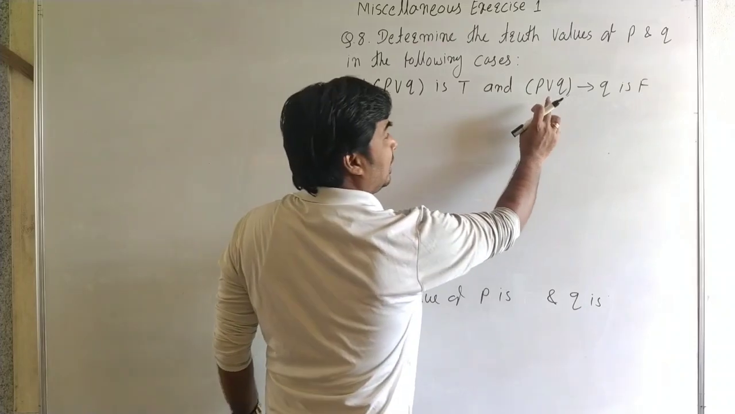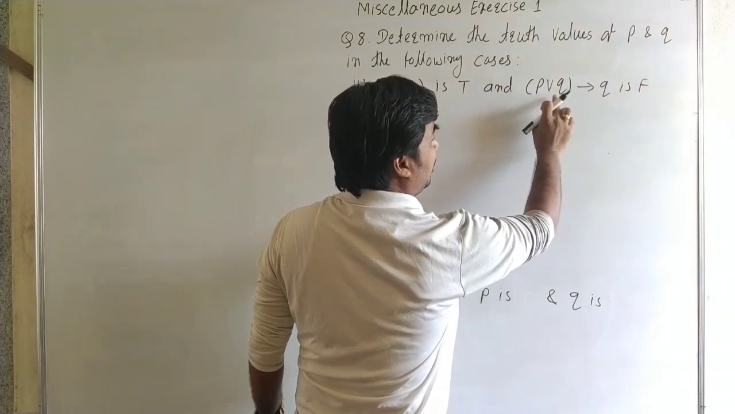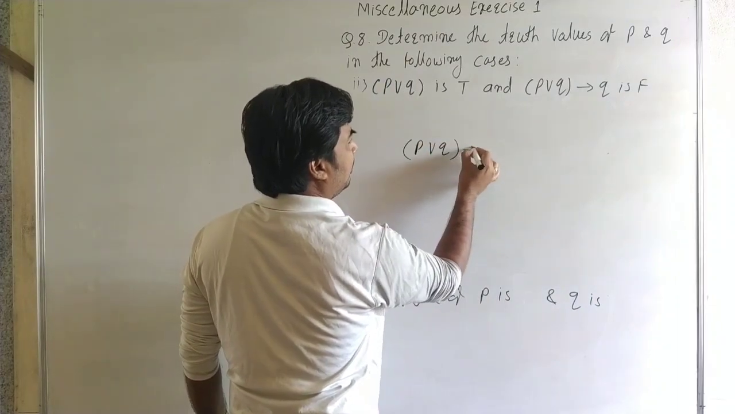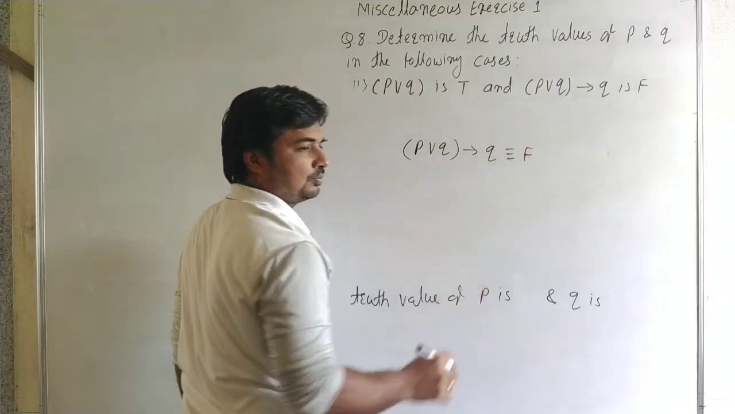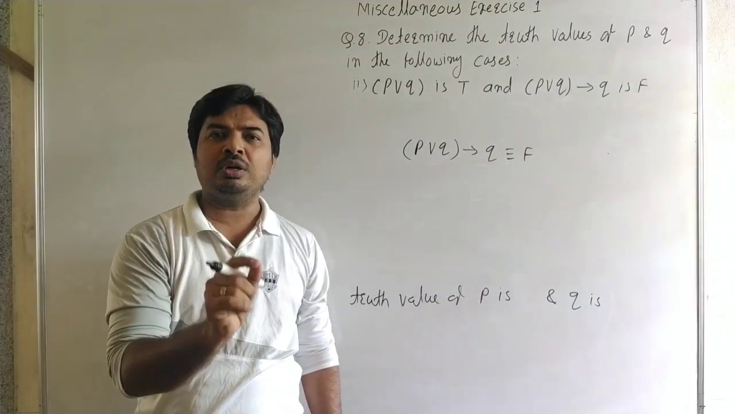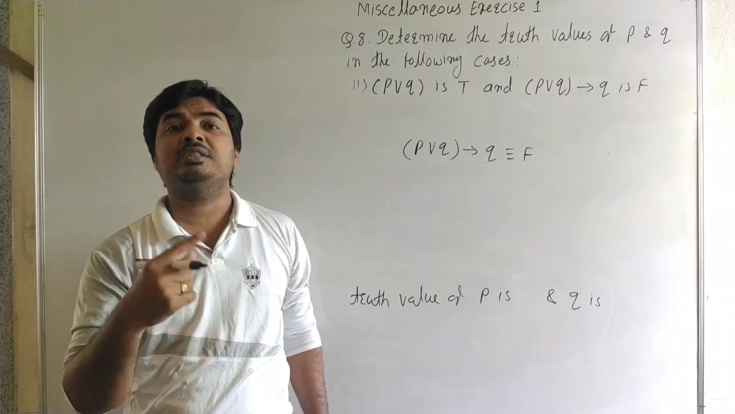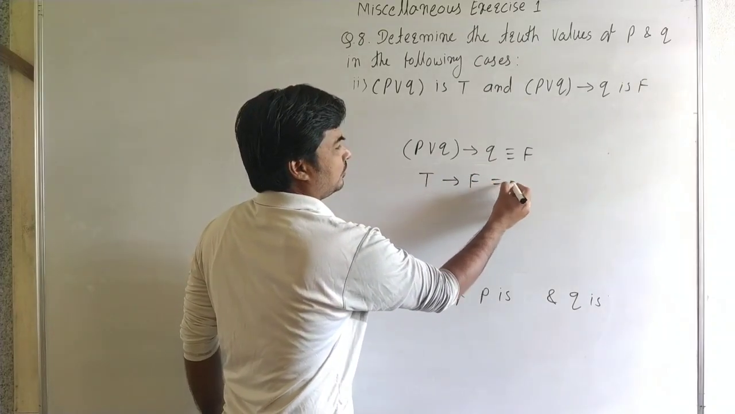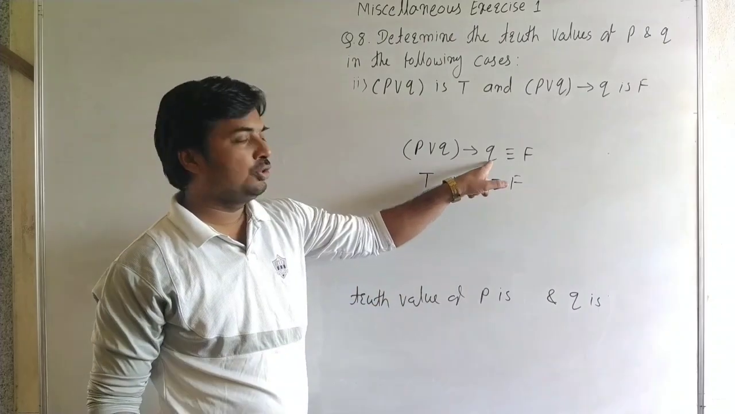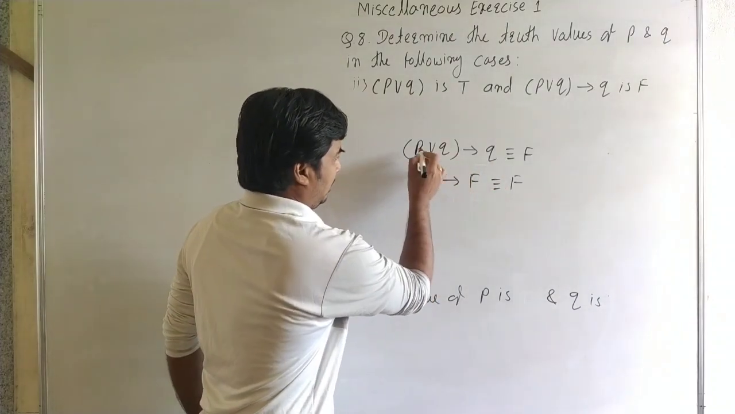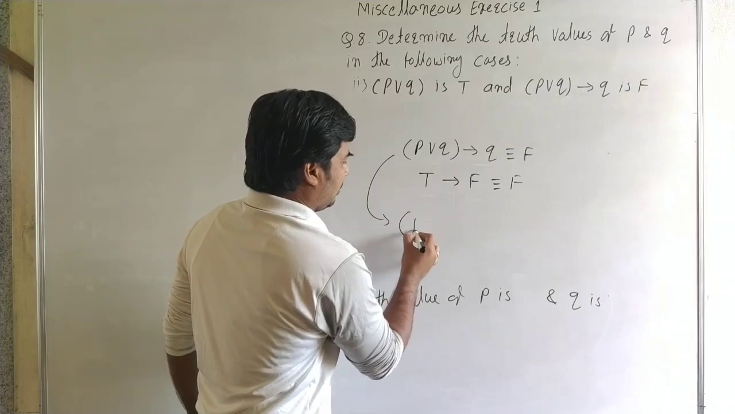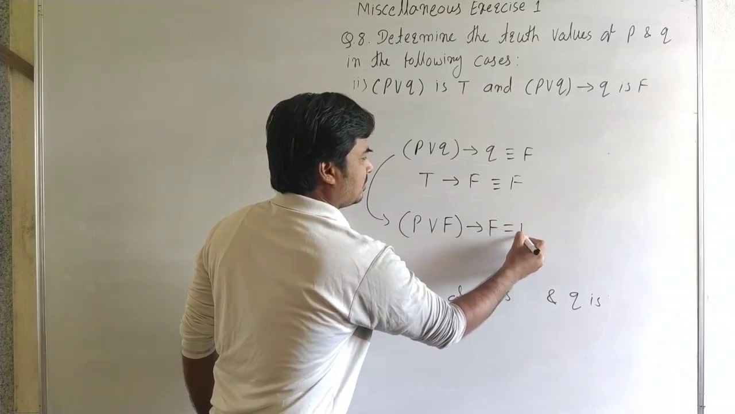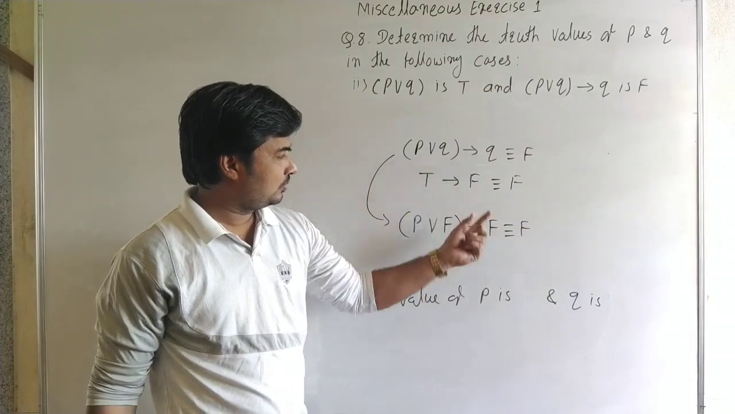Now from the second, there is a given implication: P or Q implies Q is false. We know that in the implication only one condition is false: the first statement is true and the second is false. That means the truth value of this bracket is true, and the second is false. That means Q is false. Therefore we can write this statement as P or Q is true implies false, which is false. Q is false.